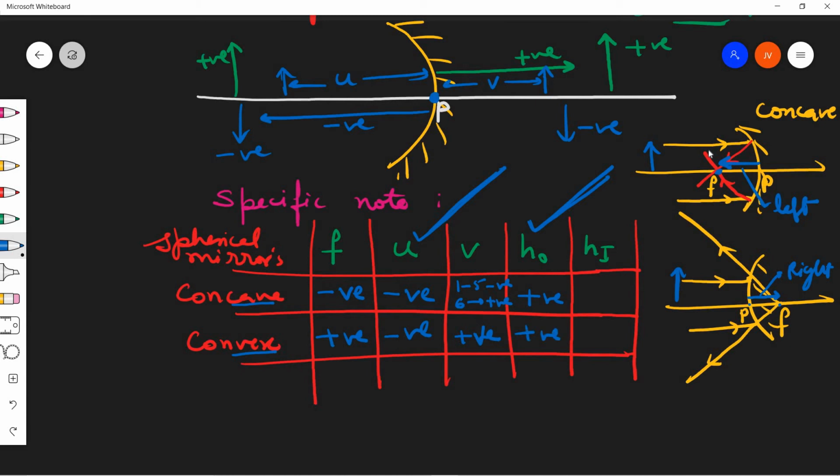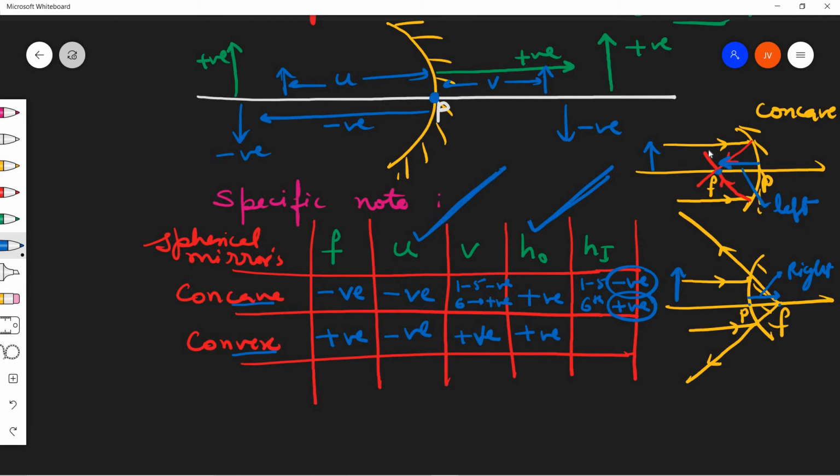In case of concave mirror, the first 5 cases, image is formed below principal axis, and all distances below principal axis are taken negative. Only in the last case, that is the 6th case, when object is between F and P, image is formed inside the mirror, virtual, erect, and erect image's height is taken positive since it forms above principal axis.